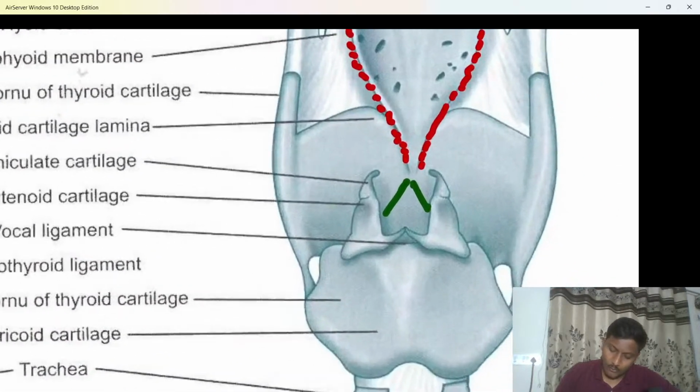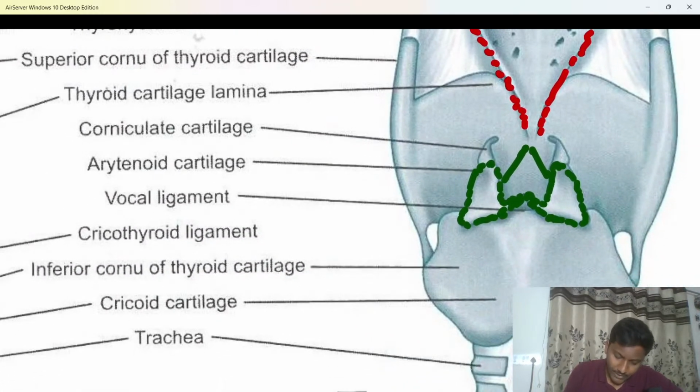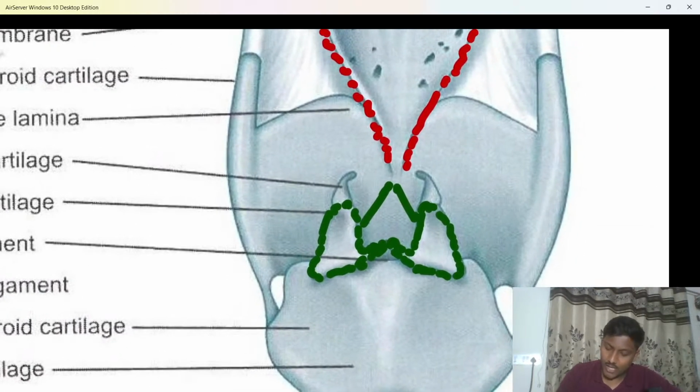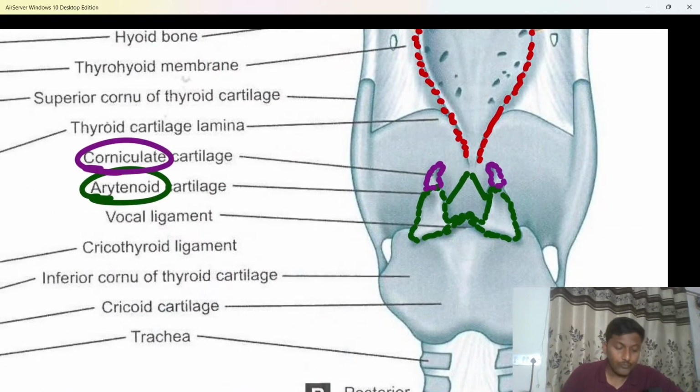ठीक है? Now we know that the posterior 1/3 of the vocal cord is formed by these two pyramidal or these two triangular cartilages. These two pyramidal or triangular cartilages, बच्चे, is nothing else but your arytenoid cartilages. These are nothing else but your arytenoid cartilages. And just above these triangular arytenoid cartilages, we have two horn-like cartilages. मैंने बोला था ना, arytenoid के सींग हो, arytenoid के horn हो, ऐसा लग रहा है. So these two horn-like cartilages above the arytenoids are called as corniculate cartilages. They look like cornu of the arytenoids.